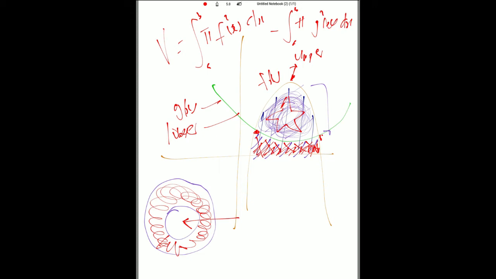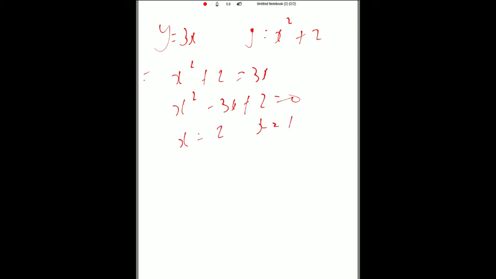So let's look at an actual example. So we have two curves. Our curves are y equals 3x and y equals x squared plus 2. Now we need, first of all, to find the points of intersection. So from CSEC days, all we do is set x squared plus 2 equal to 3x. We need that so that all we have is an actual quadratic. So our roots would be x equals 2 and x equals 1.